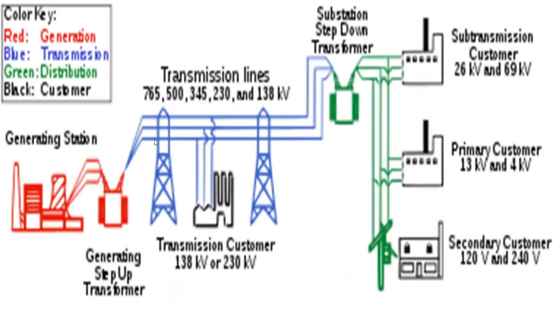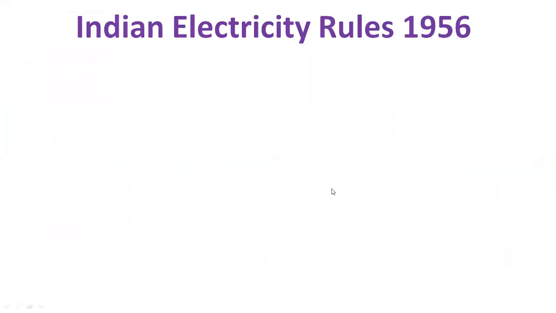Then if you see the transmission lines, we have the generating station in red color. Then we have the transmission lines, which are moving at 765 kilovolts, 500, 345, 230, and 130 kilovolts. All the transmission is done in kilovolts. And then we have a substation with a step-down transformer, from transmission to consumer, 26 kilovolts to 69 kilovolts, 13 kilovolts to 4 kilovolts for primary customers, and for secondary customers up to 120 volts to 240 volts. That's exactly what happens in an electrical power system.